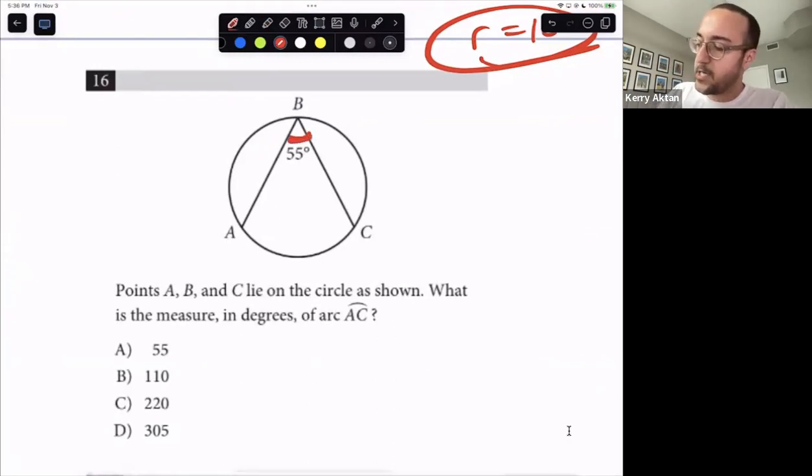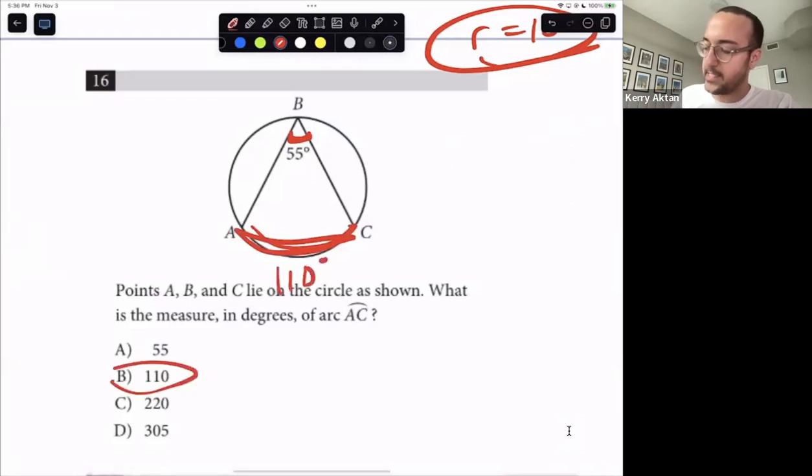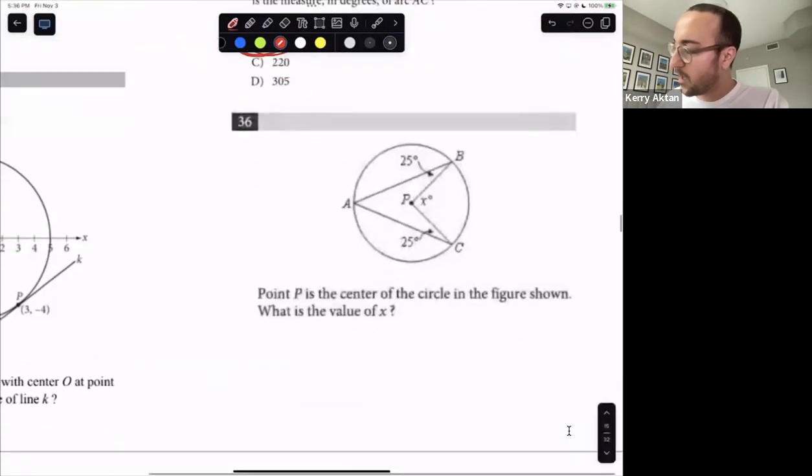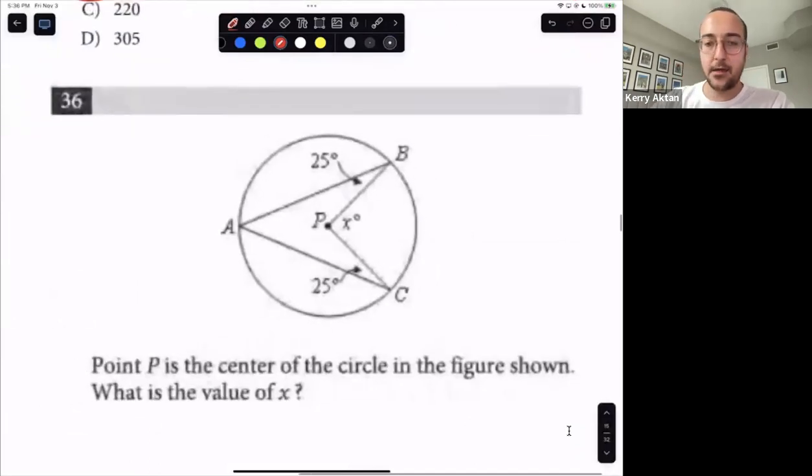Some of us remember from geometry, if an angle in the back of the eye doubled to the front, so that's 110 degrees. It's B. It's called the retina scale. The angle in the back of the eye is doubled in the front. Good job, guys. Come over here for 36.